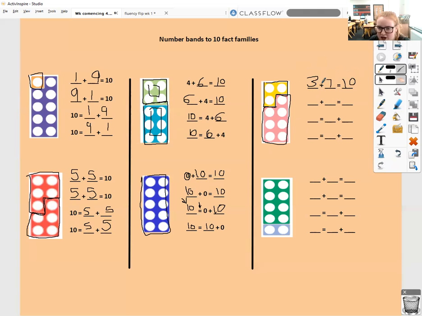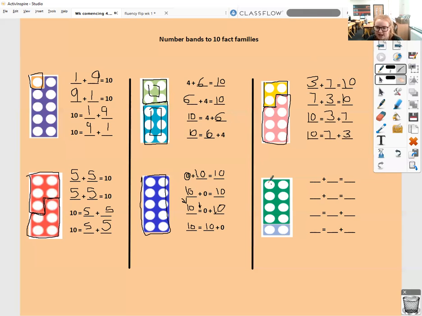What is my fact family to go with that number bond? Well, I know that 7 plus 3 more also equals 10. This time I'm going to start with my whole. My whole is 10. 10 equals 3 plus 7 more. And finally, 10 equals 7 plus 3 more. Make sure you give all these a tick if you got them right and send them in at the end. And let's do the last one together.